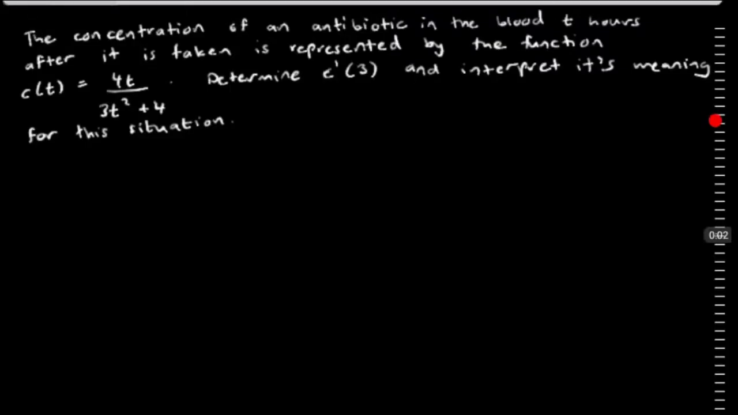All right, the concentration of an antibiotic in the blood t hours after it has been taken is represented by the function C of t is equal to 4t over 3t squared plus 4. Determine C prime of 3 and interpret its meaning for the situation.